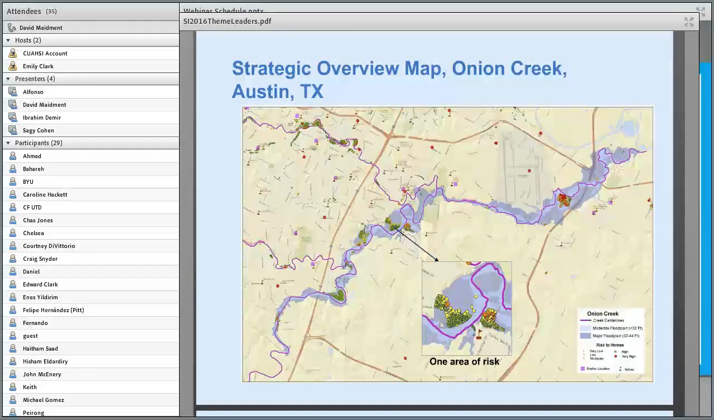And this is a strategic overview map that is being developed for a section of the city. This is called Onion Creek, the one that I showed earlier. This is at the level that the city manager or the chief of staff of the fire department would use for deploying rescue resources when this area is flooded, and it has been flooded twice in the last 2 years.